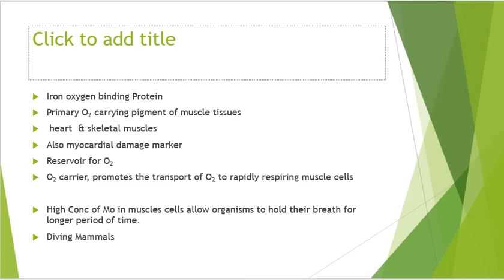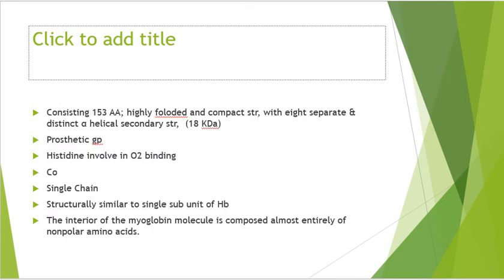The high concentration of myoglobin in muscle cells allows organisms to hold their breath for longer periods of time, just like diving mammals. The human myoglobin consists of 153 amino acids. It is a highly folded and compact structure with 8 separate and distinct alpha helical secondary structures, and its molecular weight is about 18 kilodalton.